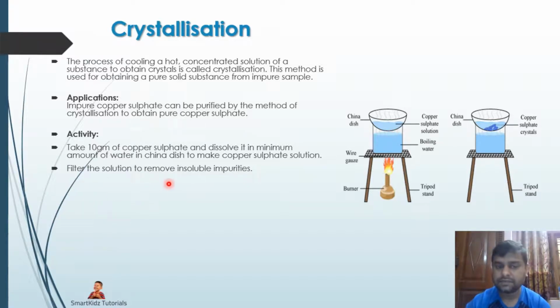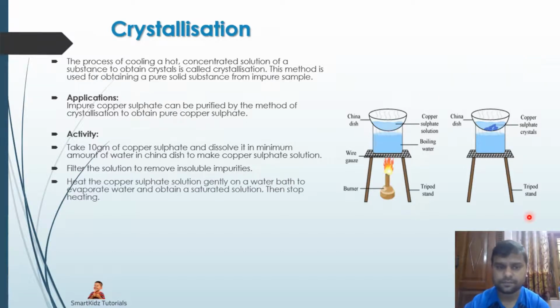Now, next we need to filter this solution to remove any impurities. So once we dissolve, whatever impurities or additional substances are present can be removed just by the simple process of filtration, where we use filter paper to filter out the impurities. Next, we need to heat this copper sulfate solution gently on a water bath. This one is known as a water bath. And we heat it to evaporate water and obtain a saturated solution.